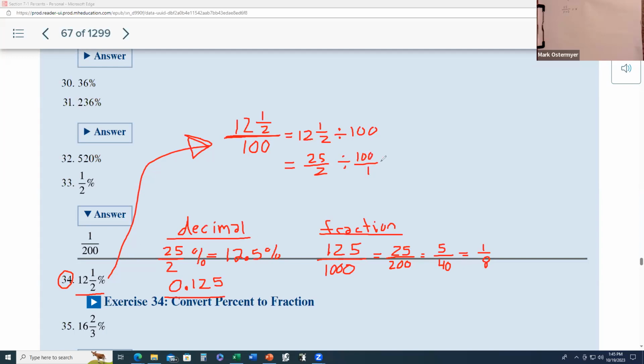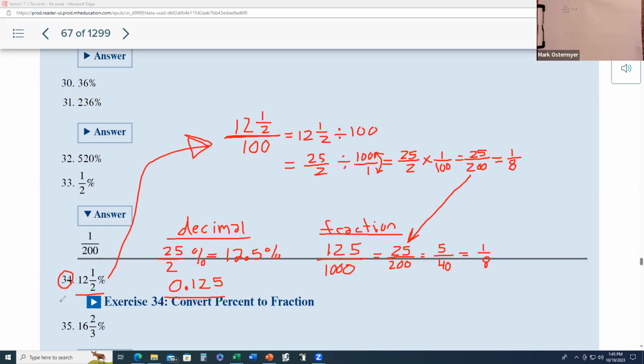How do we divide fractions? Oh, we change division to what? Multiplication. And what do we do with our second fraction? We got to flip it, take its reciprocal. Reciprocal of 100 is 1 over 100. And ladies and gentlemen, what do we get it down to now is 25 times 1 is 25. 2 times 100 is 200. And now we just reduce 25 over 200. That looks awfully familiar, doesn't it? So this reduces down to 1/8. That's an alternative way of converting that mixed number percent into a fraction.